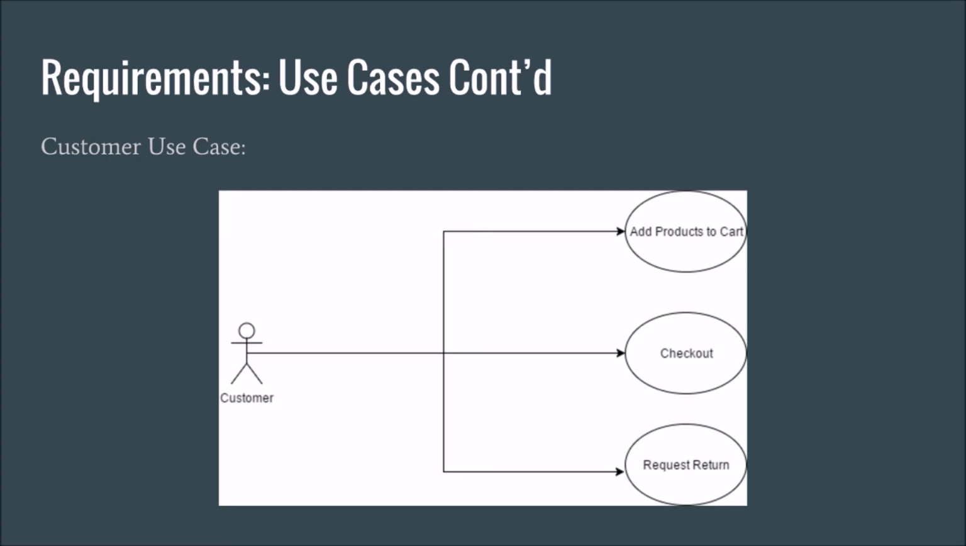The last action is request return. If a customer realizes they have purchased the wrong product or no longer wants the product, they may return the item to the store within the same day. Every purchase has a transaction ID attached to it to ensure that customers only return items that they did in fact purchase.